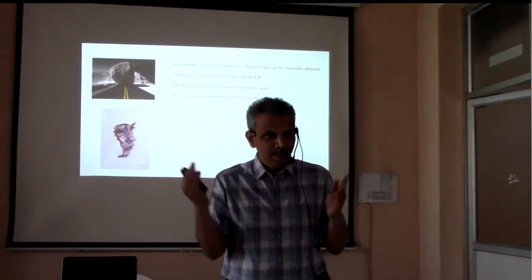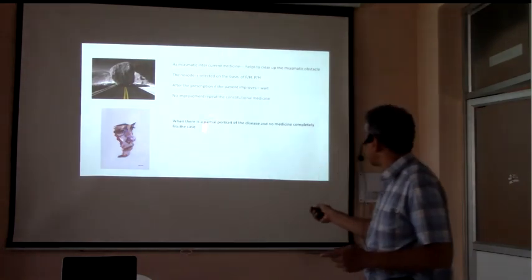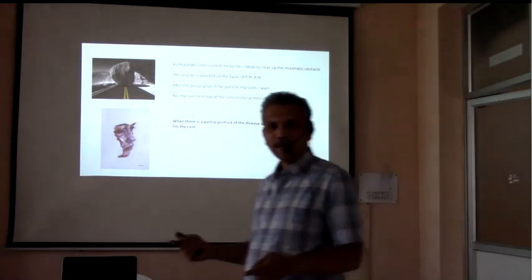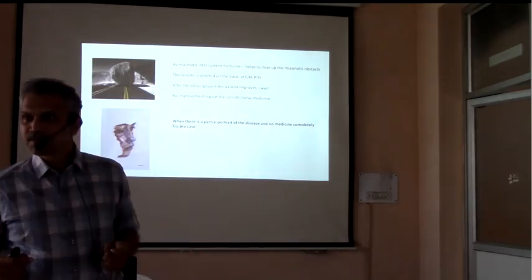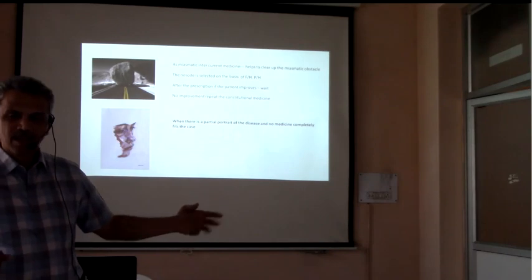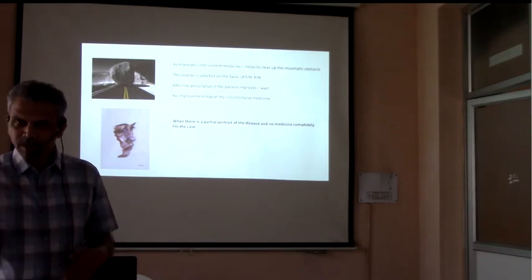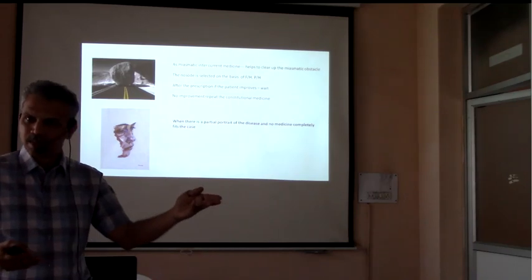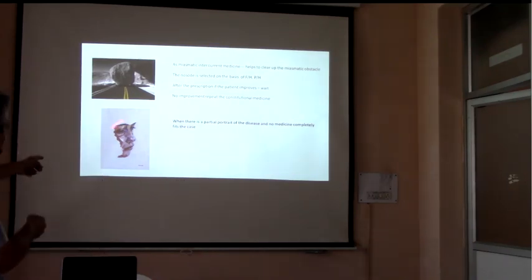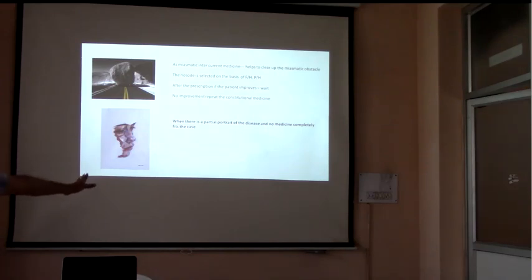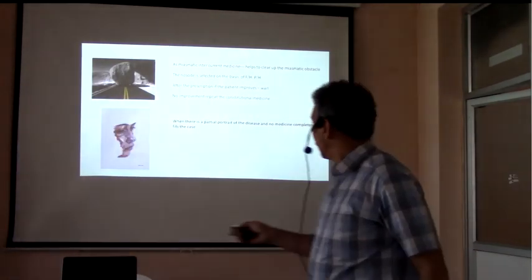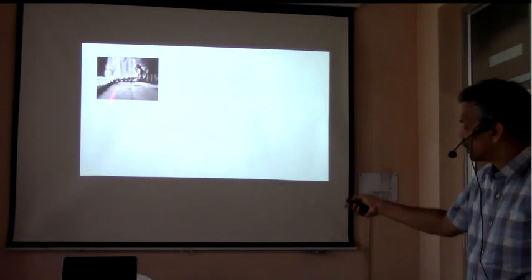You are not getting the exact simillimum, when there is a partial portrait of the disease and no medicine completely fits the case. Whatever latent symptoms are hidden, after you give a very well indicated nosode, those symptoms can come up, giving you a path or helping you complete this portrait. That can also be a part of the indication of the nosode. So that is the sixth, and then we have the seventh.